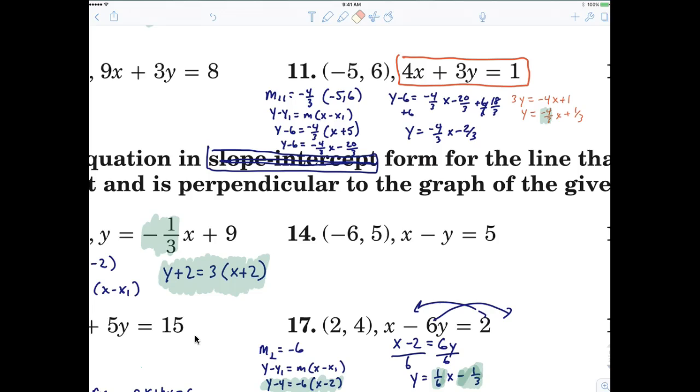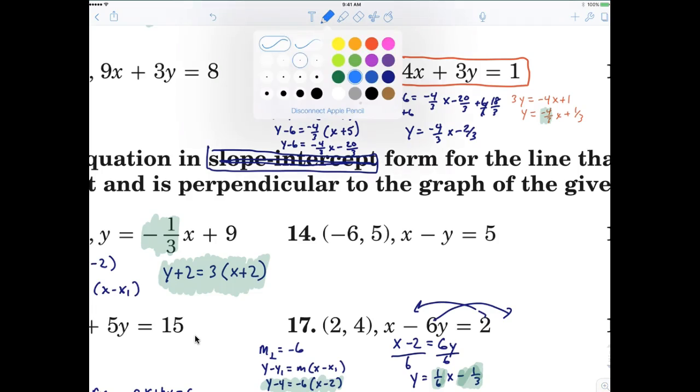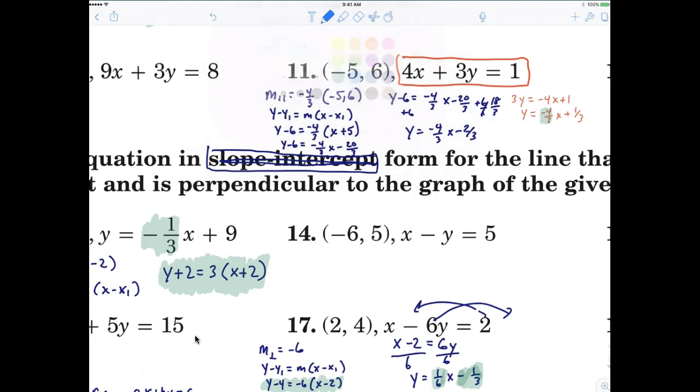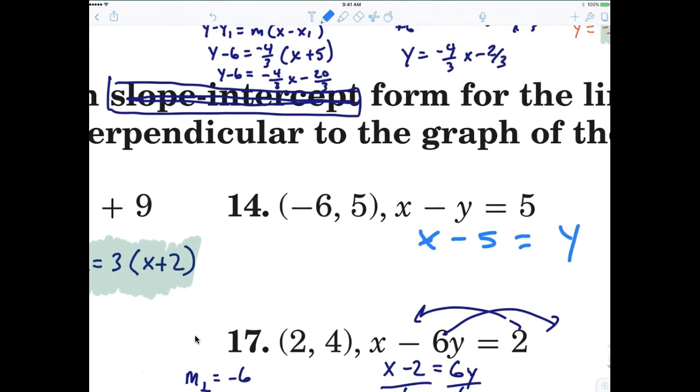In order to find the slope of the perpendicular, I have to convert this over to the correct equation, and that would be x minus 5 is equal to y. So now the slope is 1. We would say the slope of the perpendicular would be negative 1, because the negative reciprocal of 1 would be negative 1.